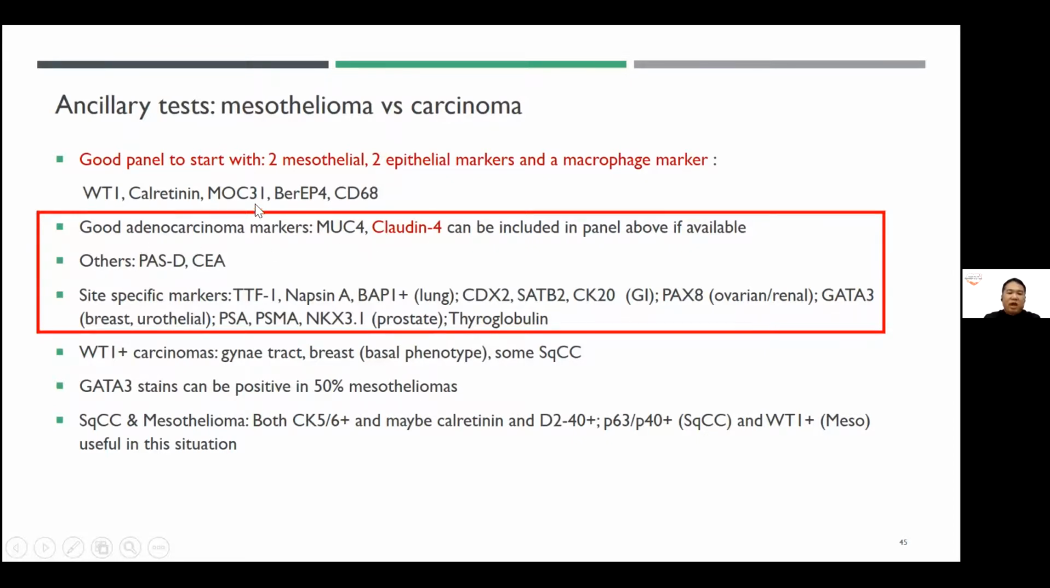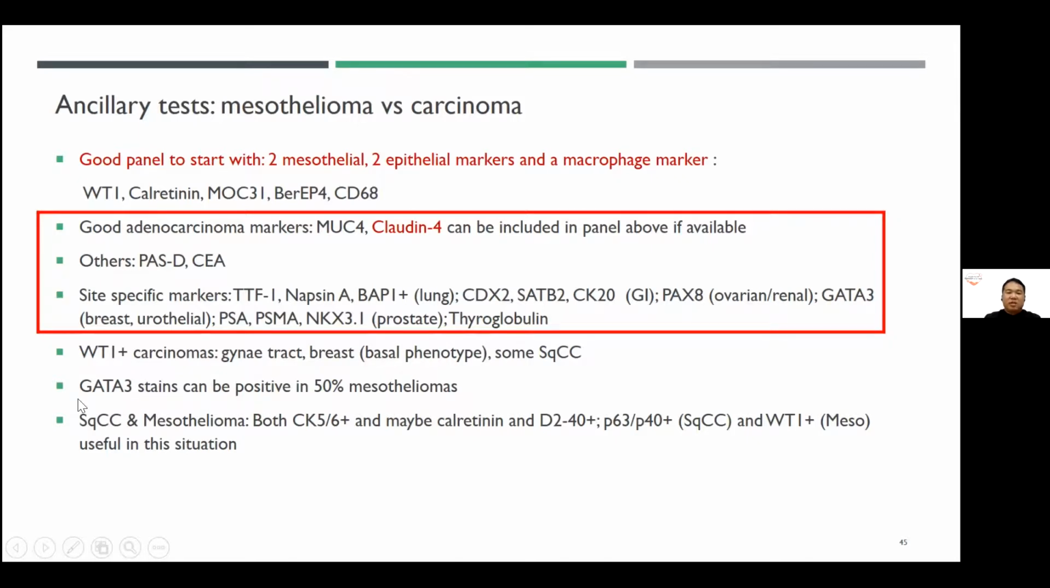And then if you have MOC31 and BerEP4 positive epithelial markers, you can go further with MOC31 and Claudin-4 to be certain they are metastatic adenocarcinoma. Then go further with specific markers, TTF1, Napsin-A, CDX2, PAX8, GATA3, for different specific sites. And we should consider the condition of WT1 positivity. Not every WT1 positive cell is a mesothelial cell. We may have WT1 positive metastatic carcinoma, such as gynecologic tract cancers and breast cancers, especially basal type, and some squamous cell carcinoma. Maybe we have WT1 positivity, but most of the time it is focal.